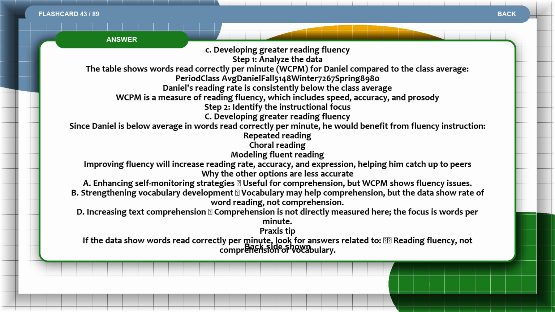Since Daniel is below average in words read correctly per minute, he would benefit from fluency instruction: repeated reading, choral reading, modeling fluent reading. Improving fluency will increase reading rate, accuracy, and expression, helping him catch up to peers.